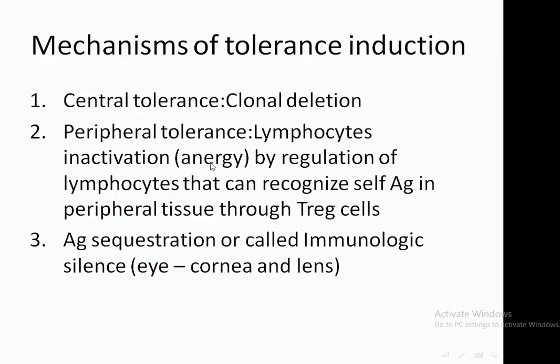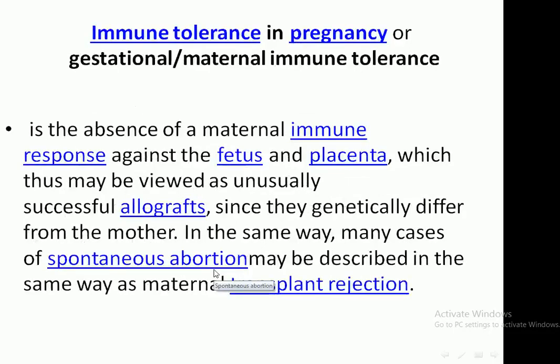And here anergy is lymphocyte inactivation, by regulation of the lymphocytes that can recognize self-antigen in peripheral tissue through the Treg cell, or T regulatory cell. And there is antigen sequestration, or immunological silence, and here the best examples are the eye, cornea, and lens.